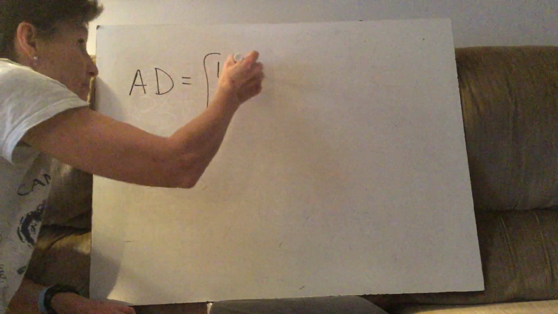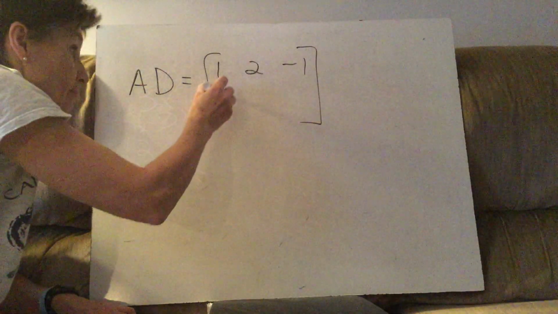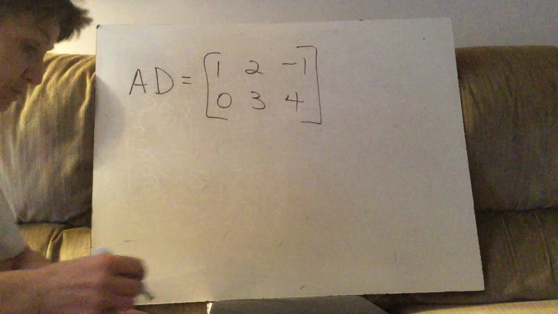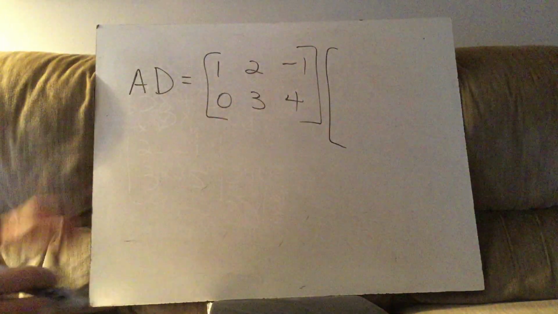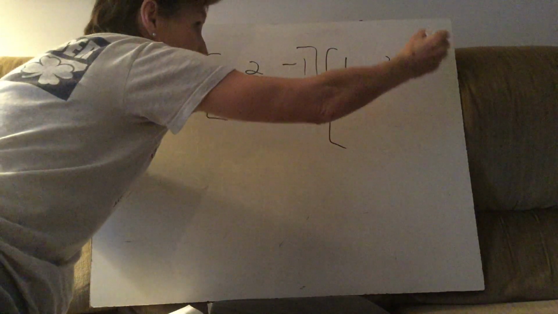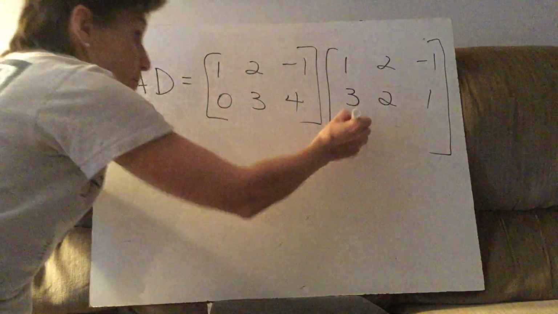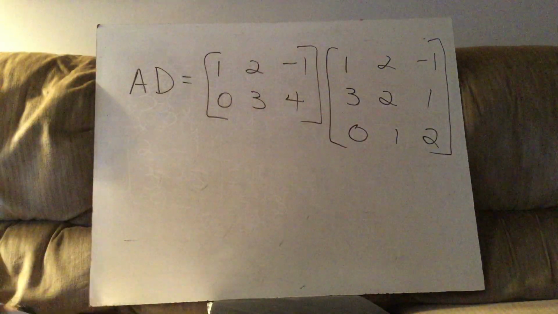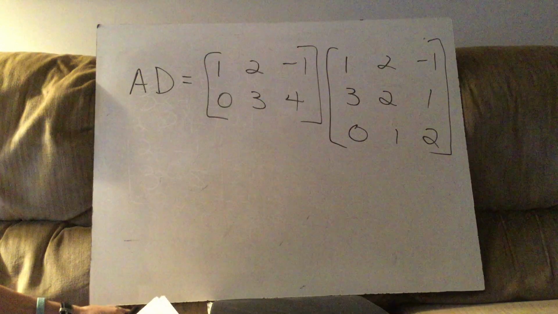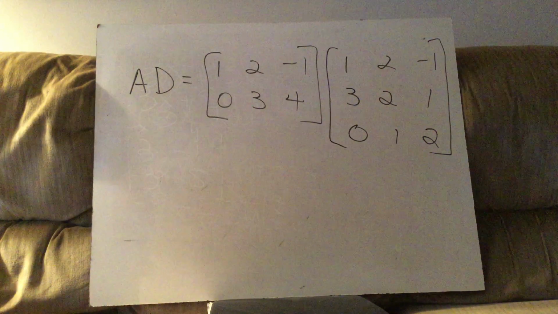Okay. All right. So now we're on the next page where we're doing just a whole page of matrix operations. So the first problem says we're going to multiply matrix A times matrix D.